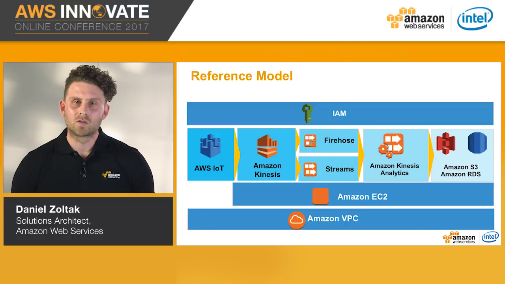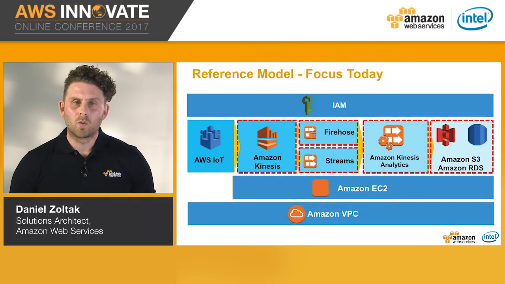And finally, storage is facilitated by the Amazon suite of relational database services, such as Amazon Aurora, in combination with the highly durable object store capabilities of Amazon S3. Of all the services in this reference model, we're only going to focus on those highlighted in red, and more specifically, the Kinesis family of services.